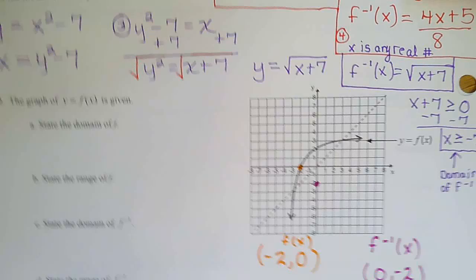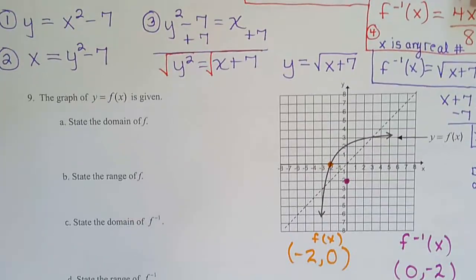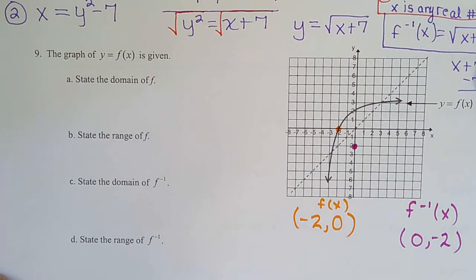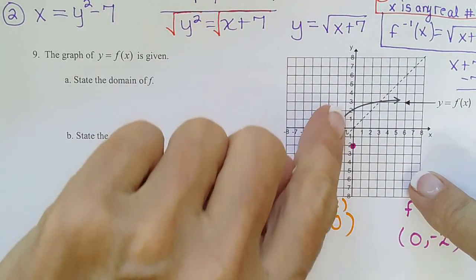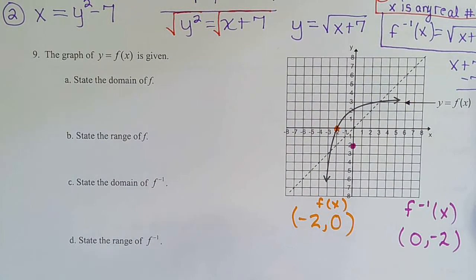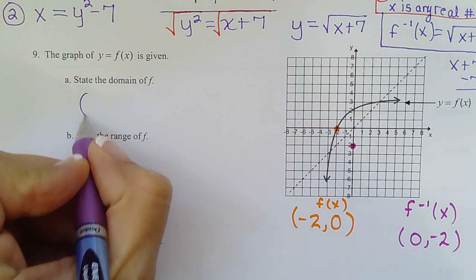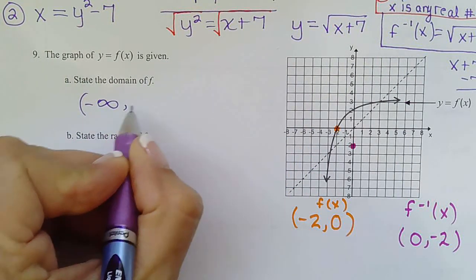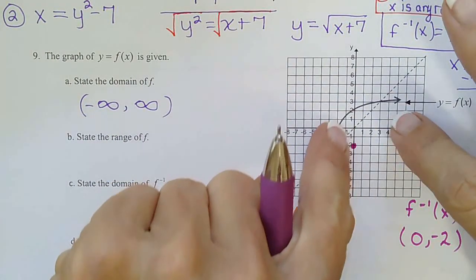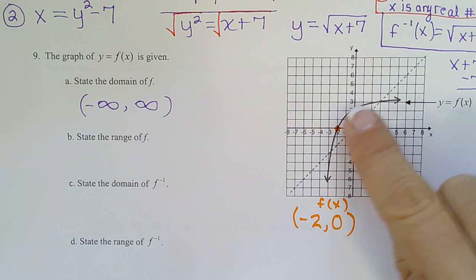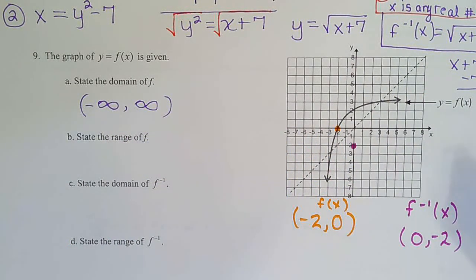Okay, so let's go ahead and answer questions down here, and we'll get a graph on one of these. We started it on the first page. State the domain of f. So I can see it goes left forever, right forever. So the domain is negative infinity to positive infinity. And domain is left and right, and this is just going to keep going left, and it's going to keep going right because of the arrows.